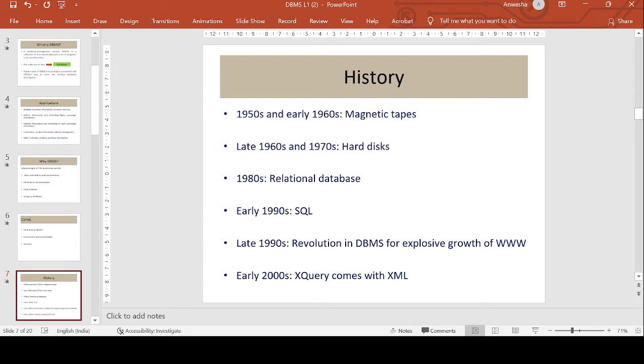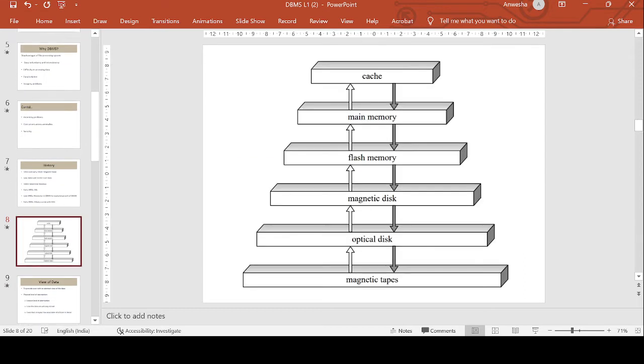Now look at the history. In the 1950s and early 1960s, magnetic tapes. In the late 1960s and 1970s, hard disks. These are used to store data. In the 1980s, relational databases. In the early 1990s, SQL. In the late 1990s, a revolution in DBMS. Why? Because of the explosive growth of the World Wide Web. In the early 2000s, XML, the extensible markup language, came with querying.